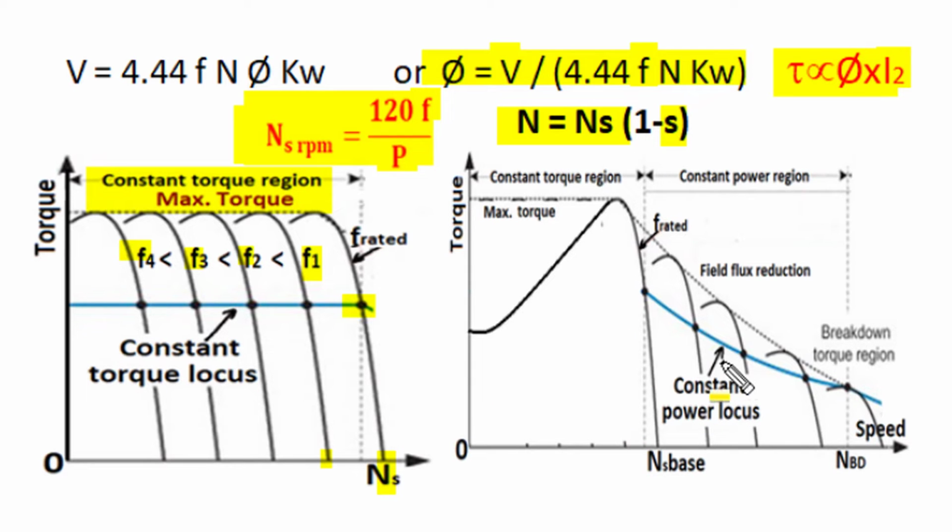Whereas to increase speed, we increase synchronous speed by increasing frequency, and we maintain constant stator applied voltage. With constant voltage and increased frequency, air gap flux gets reduced, and that field flux reduction reduces the maximum torque capability of the induction motor.